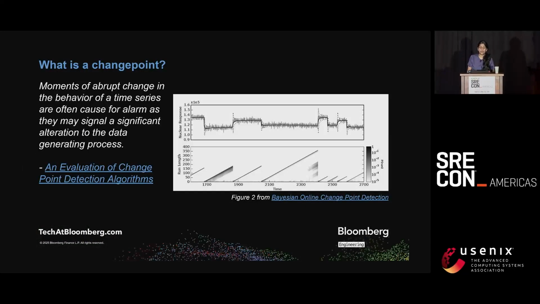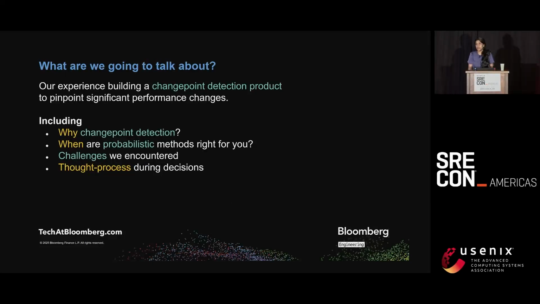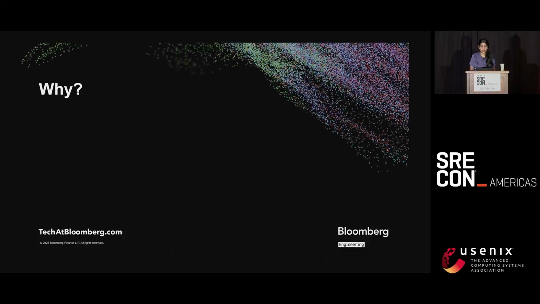All right, so before we go any further, I think it's important to establish a baseline definition of change points that we'll work off of. So if you have a metric or a time series that's describing your system's behavior, a change point is essentially an instance where that time series changes abruptly and persistently. So you probably care about it, you want to investigate it and know what about your system has changed. So with that out of the way, let's talk about our experience building a changepoint detection product.